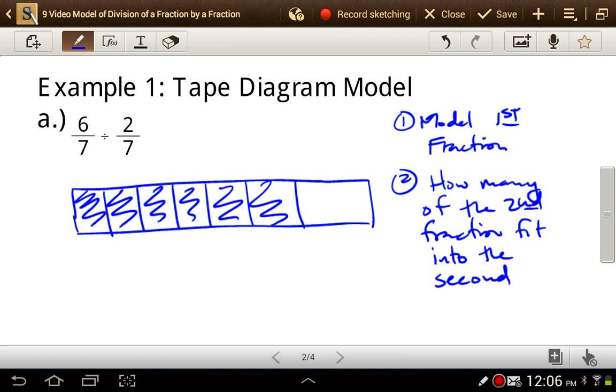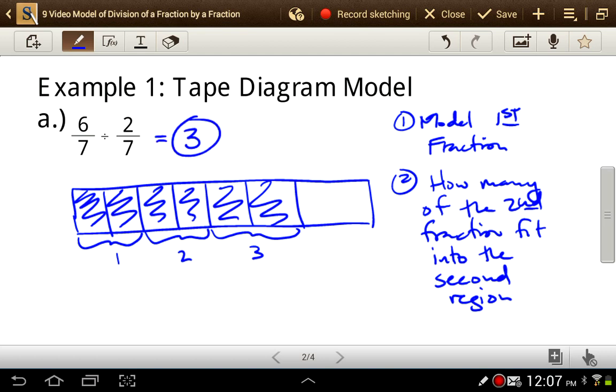So how many is it? Because I have the same denominator, I'm just going to make little markings down here. There's 1, that's 2/7. There's a second 2/7, and there's a third 2/7. So how many sections can I fit? 1, 2, 3. My answer here is 3. That's how you do those. You want to see how many of the sections you can fit in. Because I have like denominators, it makes it very easy because I can use the same tape diagram without having to alter it at all.